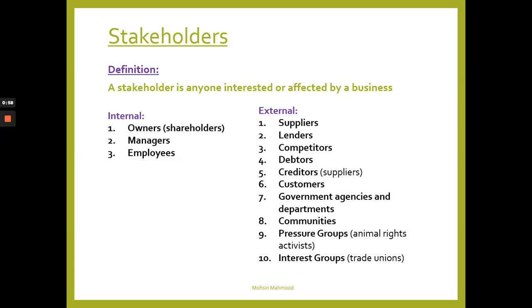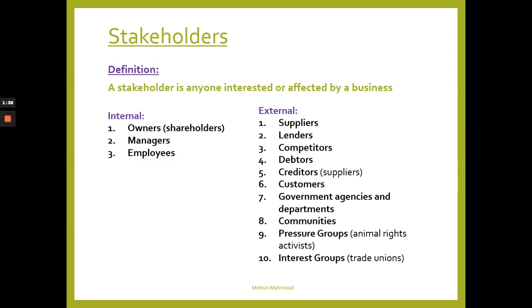So we've got internal stakeholders. Internal stakeholders are owners, who can also be known as shareholders if it's a PLC, public limited company, or LTD, a private limited company. Okay, we've also got managers. So these are the people that are involved in the day-to-day running of a business. Okay, the managers who you actually see in the store. And we've also got employees, so the workers, the workforce, the people that interact with the customers and provide them with information or try and make the sale.